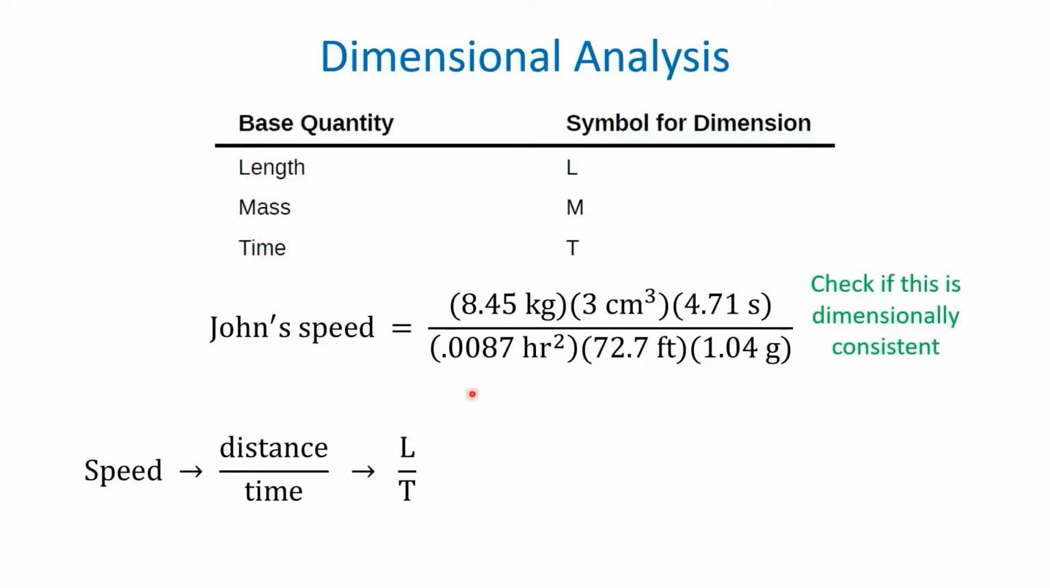So for dimensional analysis of this ugly looking problem, the nice thing is we're going to ignore all the numbers and the fact that they're different units and just look at what dimension was given. So if I do that, this is what ends up. Kilograms is a mass, centimeters cubed is just length cubed, seconds is time. In the bottom, hours squared becomes just time squared, feet is length, and mass has dimensions of M. After I do some simplification, and that simplification is pretty easy, it simplifies down to length squared over time.